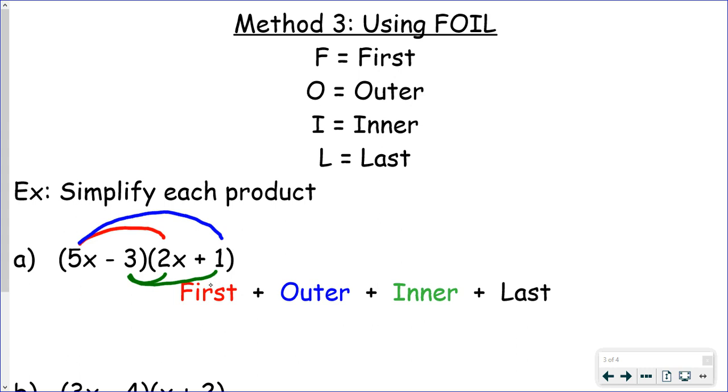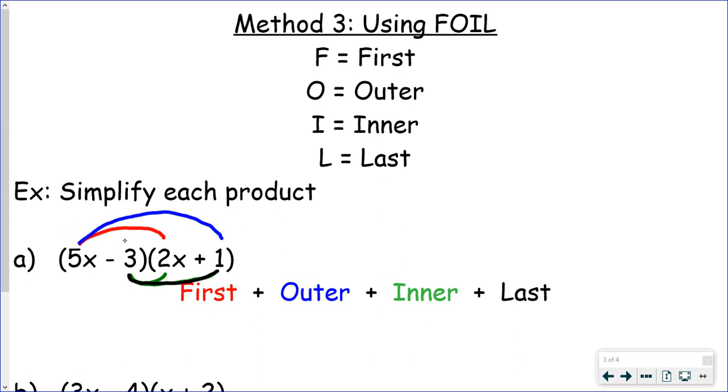So did anybody notice something? You may have noticed that this is really just the distributive property. And that is true. So this is just the distributive property with an acronym of how to remember how to do it. Okay? So let's do this.